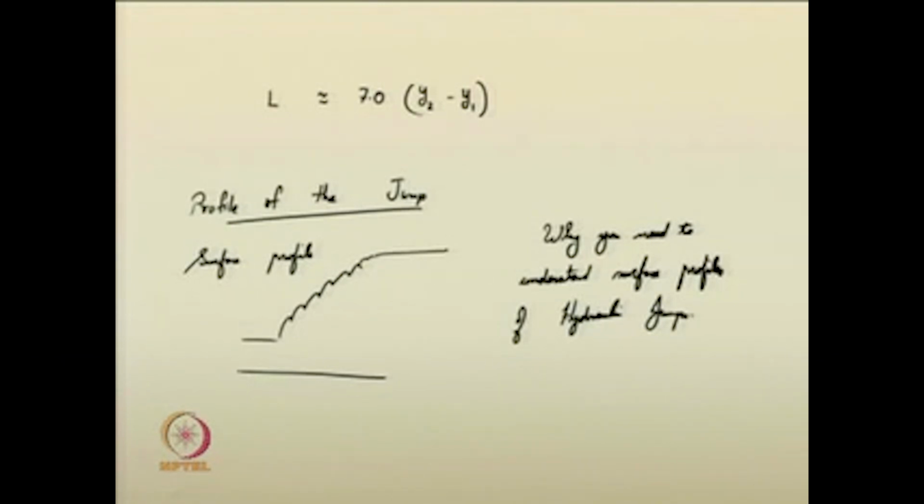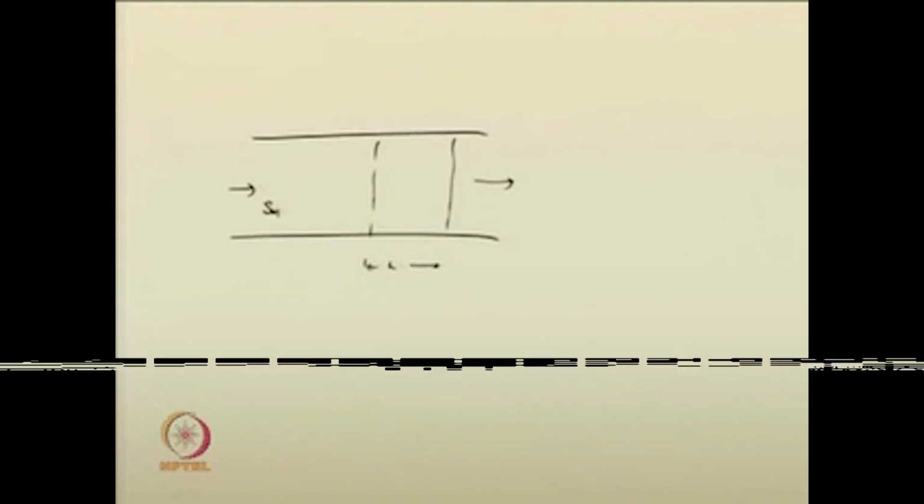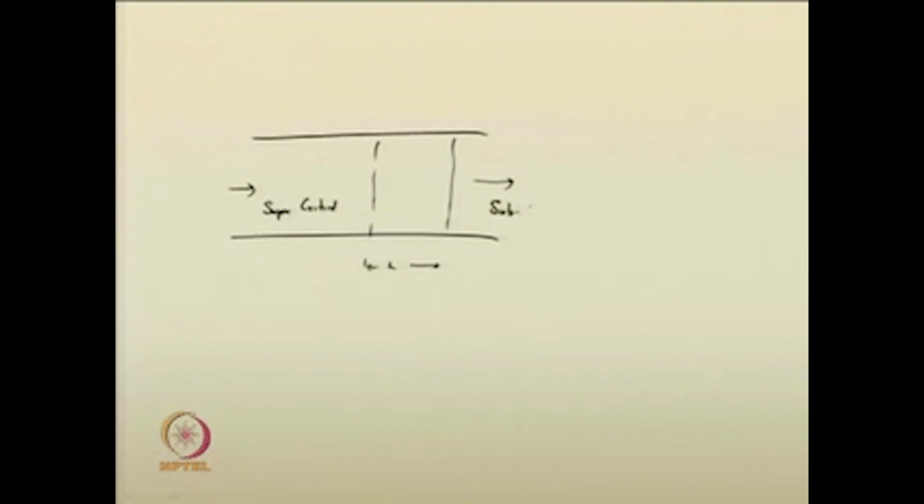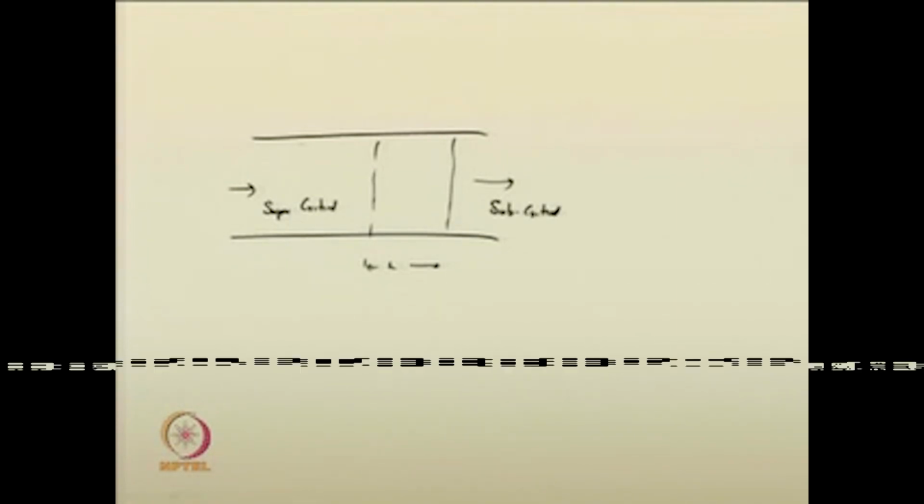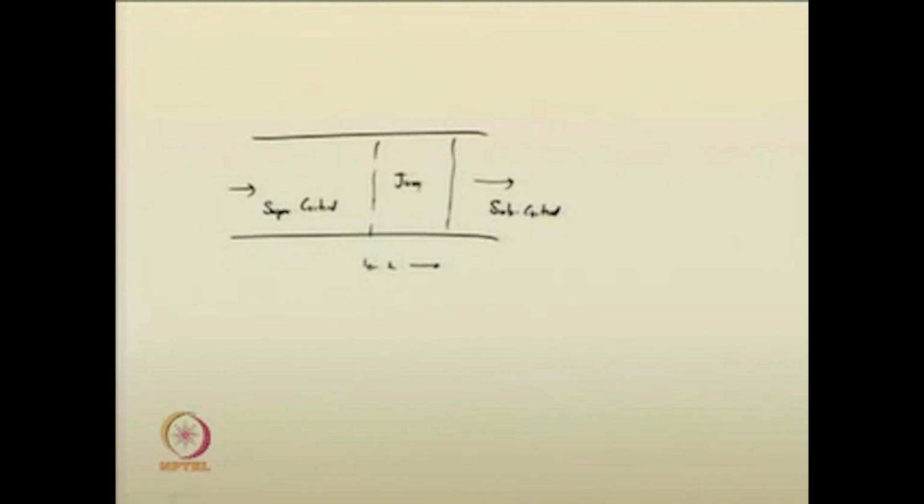So, why do you require them? If there is a channel where water is flowing, say here it is supercritical, and at this location you are providing the location for the jump, and say this is the length of the jump, and from here it is subcritical. This is the top view of a channel where a jump is occurring.